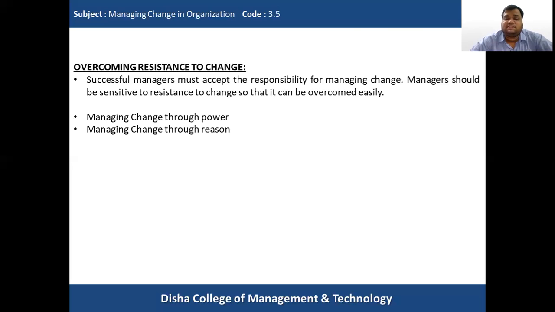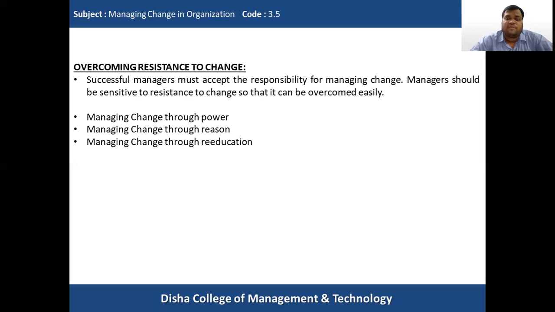Second is managing change through reason. This is a much better way of managing the resistance to change. Under this approach, managers try to reason with the employees or the people who are resisting the change by telling them why this change is required to be implemented in the organization. They have to explain the reason to the people who are resisting the change, whether it is individual resistance or organizational and group resistance. So the change can be managed by having certain reasoning with these employees.